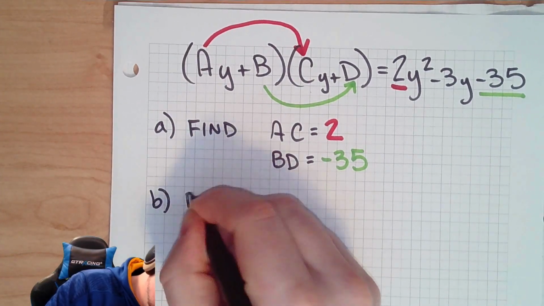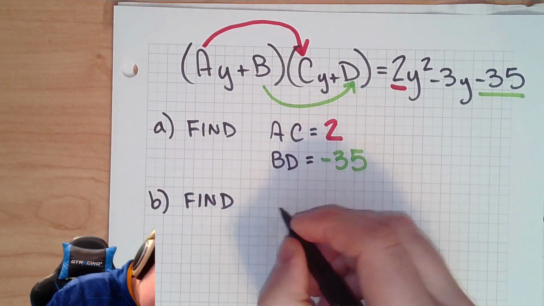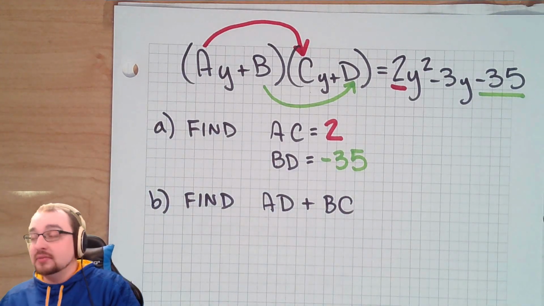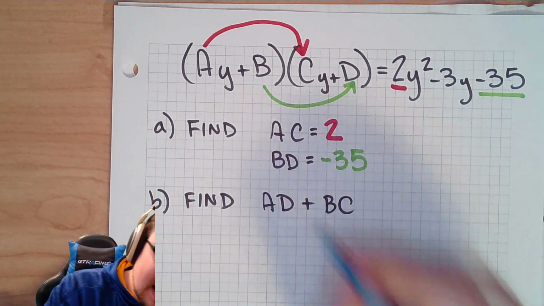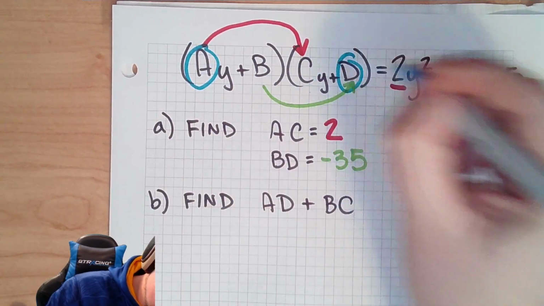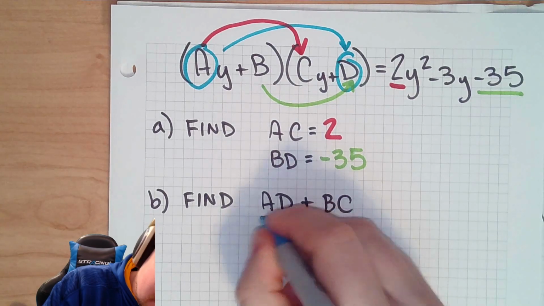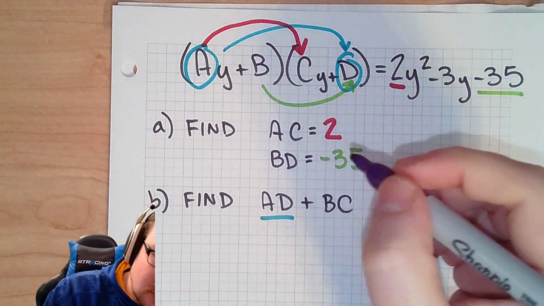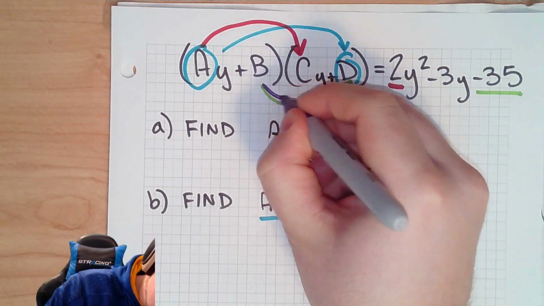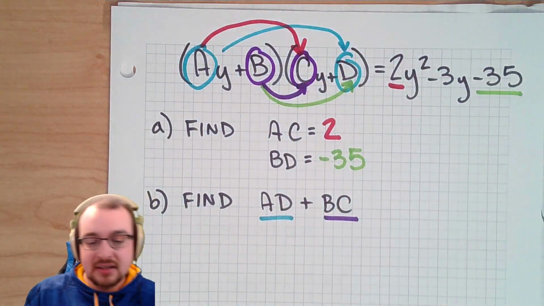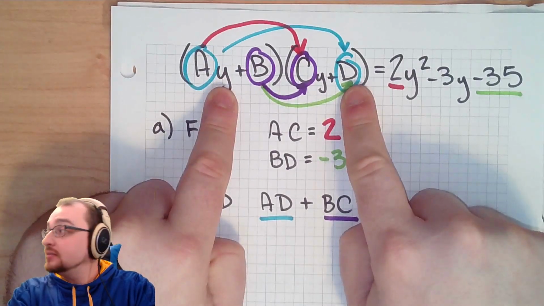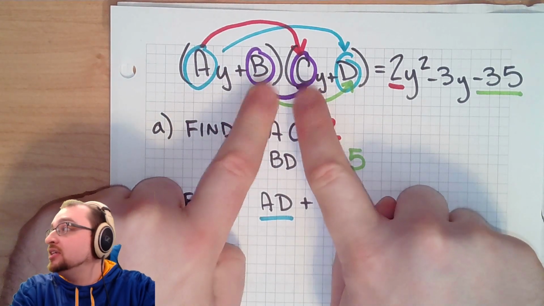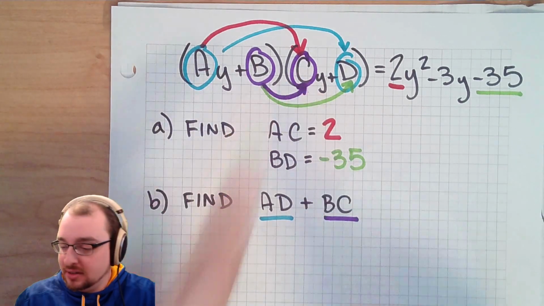So it says for part B, we want to find AD plus BC. So part of my arrows, AD is this times this, right? That's what AD is. And then I think I'll use purple for BC. BC is this. So we're going to get ADYs, some amount of y's here, and then we'll get BCYs, whatever these y's are. And they should add up to this.